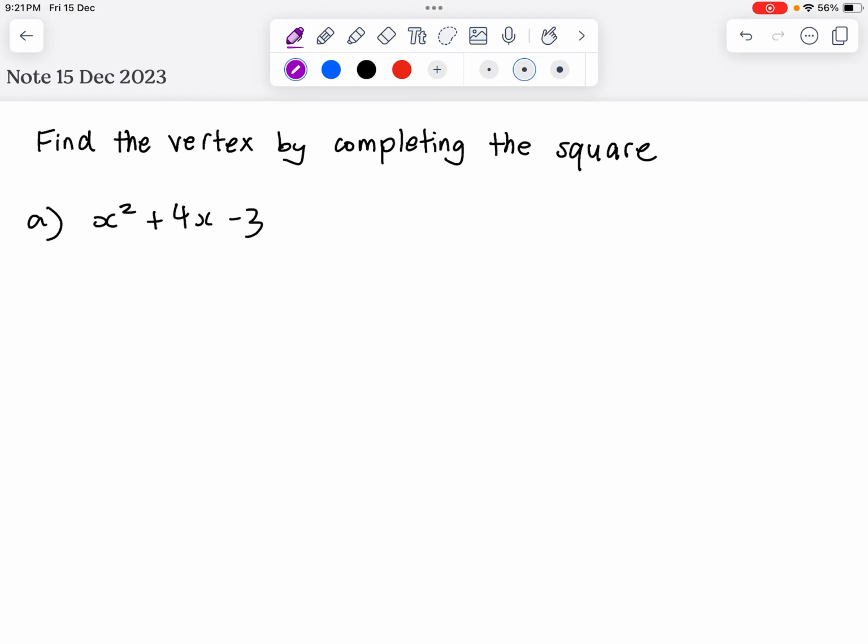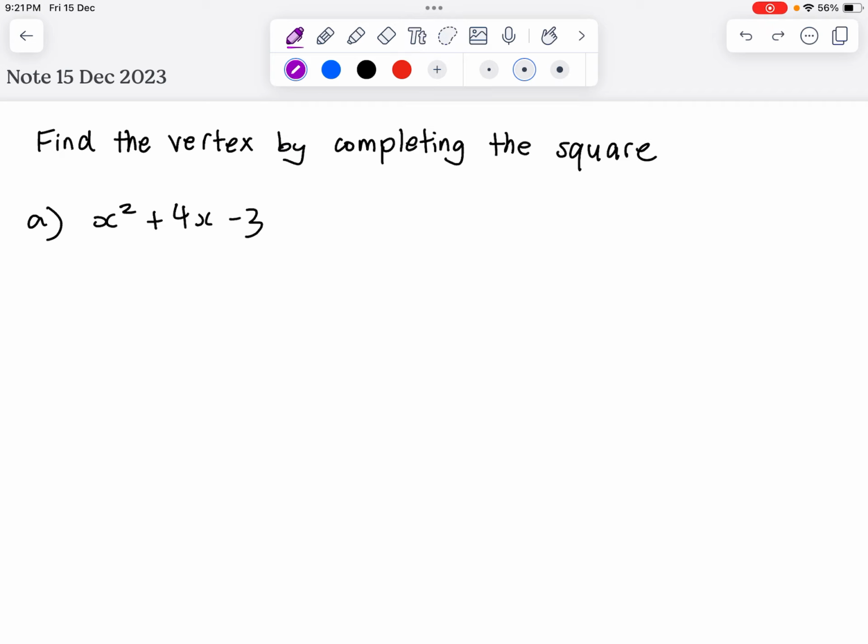Find the vertex by completing the square. So in today's video, we'll be talking about how to complete the square. I know in a lot of high school math courses, we talk about completing the square all the time, and a lot of students really hate doing this. So in today's video, we'll be trying to change that hatred into something that you like.